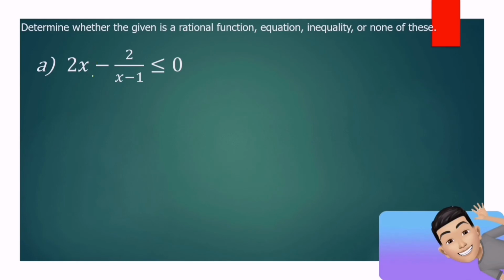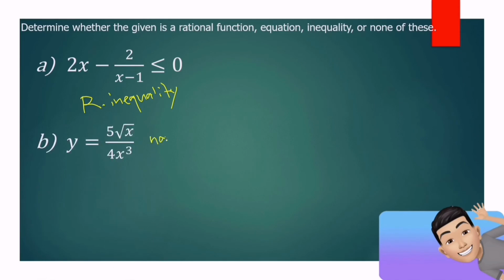Is this an example of a... What is this? This is an example of a rational, ano yan? Correct. Inequality. Pwede natin i-sort yung rational. Lagay na natin kung function, equation, or inequality. Next. Okay. Wala. None of these. Ang reason, ito. May radical, no? Next.